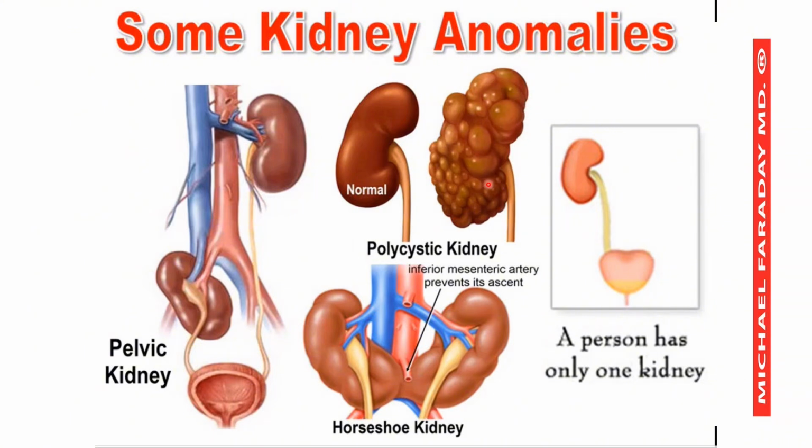Then you can have horseshoe kidney, where the lower poles of the two kidneys fuse together and refuse to separate. You can see that the inferior mesenteric artery is blocking its ascent. Then there are conditions where a person has only one kidney.